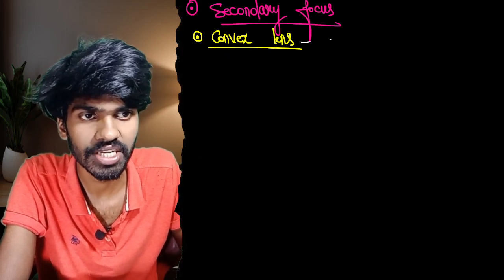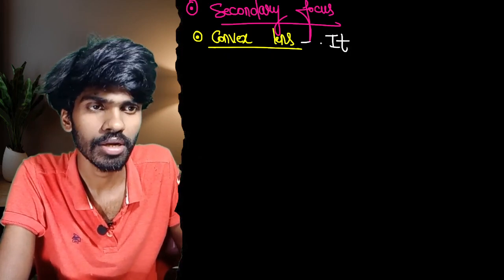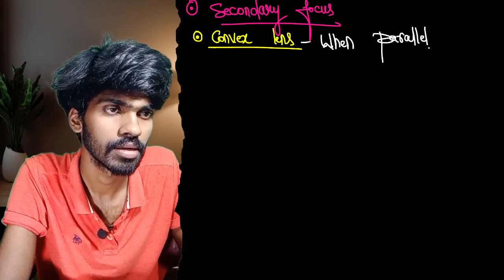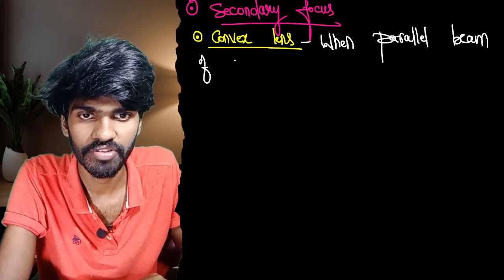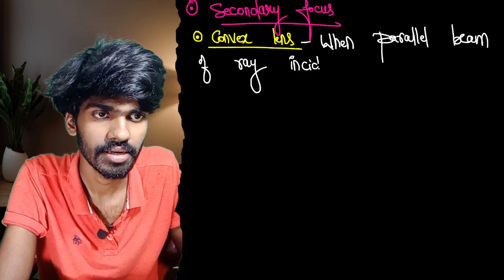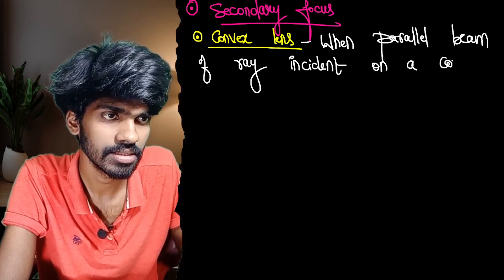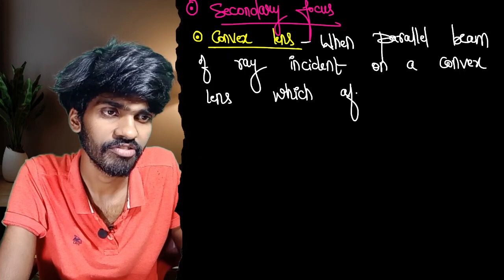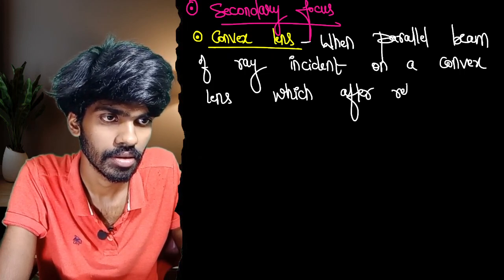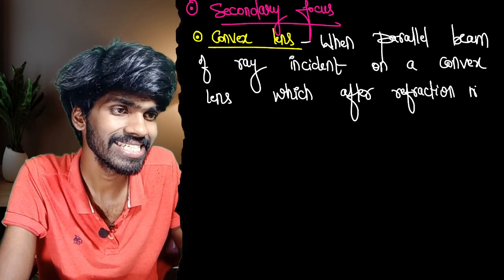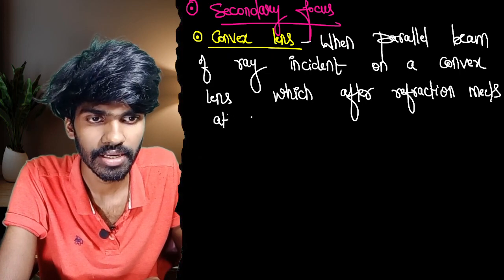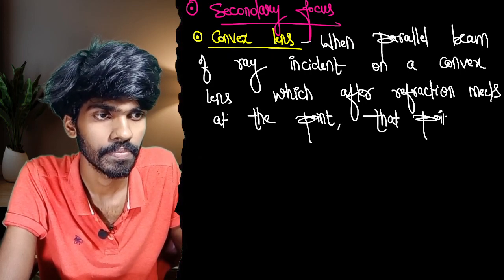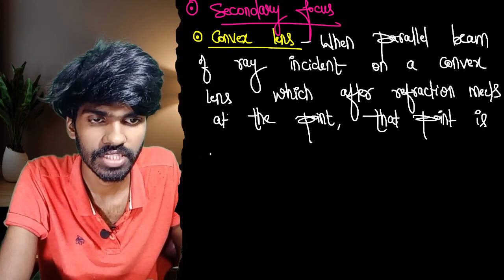So in this, let us first write: it is the point, or in a different manner you can write, when a parallel beam of rays incident on a convex lens, which after refraction meets at the point, that point is known as secondary focus.